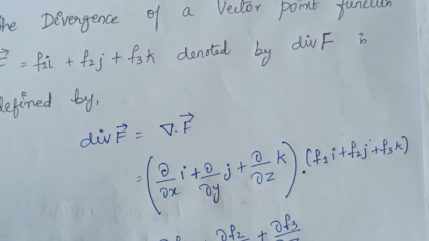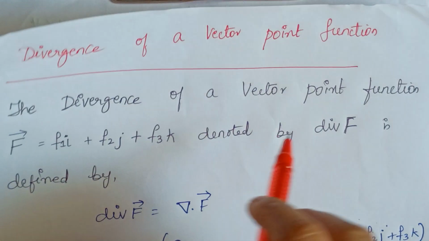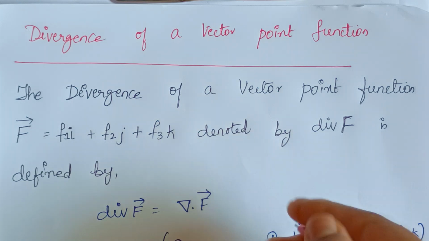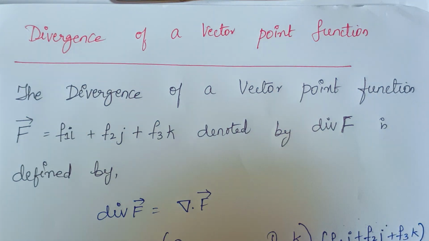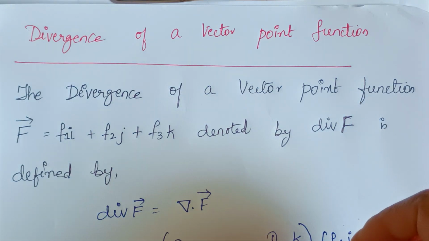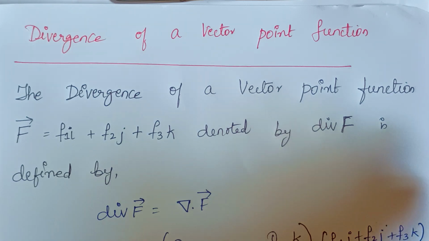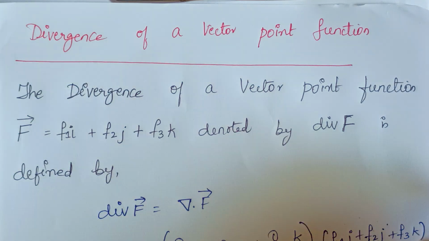So what is divergence? Divergence is nothing but a scalar that tells us how much a vector field spreads out or converges at a point. It's like asking, is the field breathing out or sucking in at that spot?